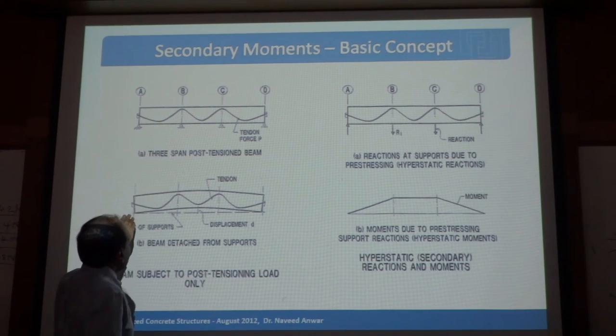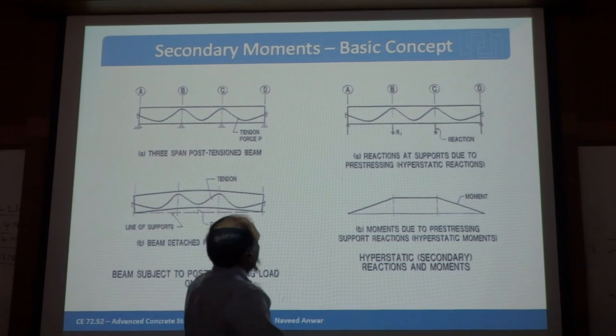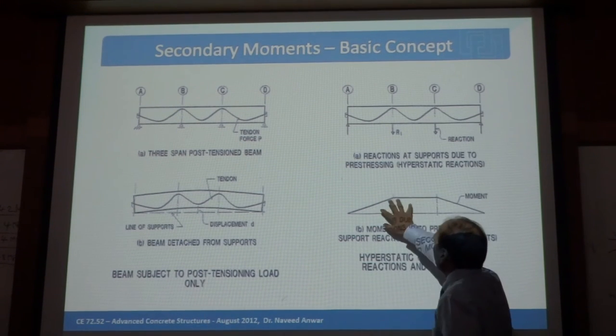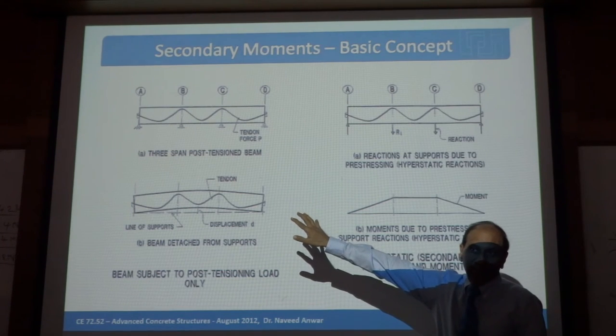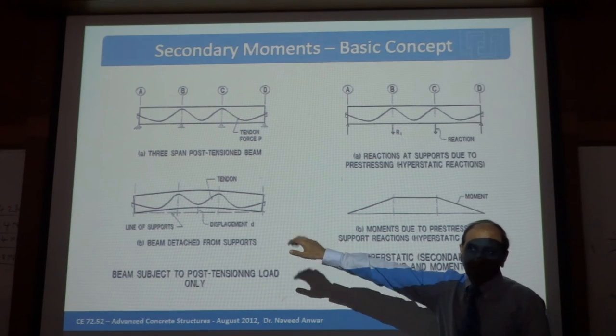So we can see from here easily that is the tendon. This is the net effect of that tendon, and because of that, this additional moment will be added to those moments. Right? Okay.